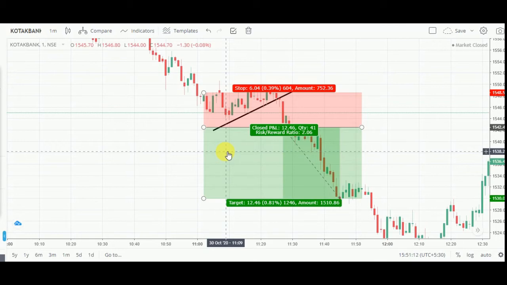Remember guys, I'm still learning, and as I always recommend, trade with a small account first, work on your consistency, and then go with the big numbers. Here, I took 25 shares of Kotak Mahindra Bank and shorted, and took 12 points as target.